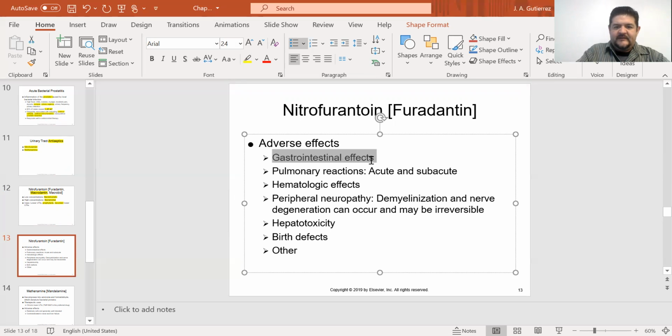The adverse effects: GI tract, because it's a pill, so it's going to be nausea, vomiting, and diarrhea. Regarding pulmonary actions, we're going to have irritation of the windpipe. The patient may eventually complain of a sore throat, stuff like that. Regarding hematology, every time you see hematology effects and they're not specific, go with your anemias and penias. The highlight of nitrofurantoin's adverse effects will be peripheral neuropathy.